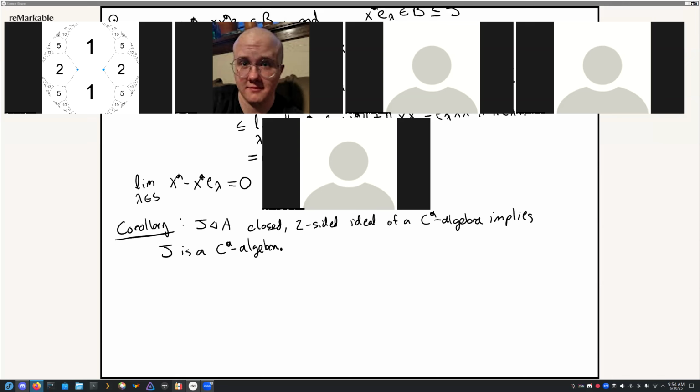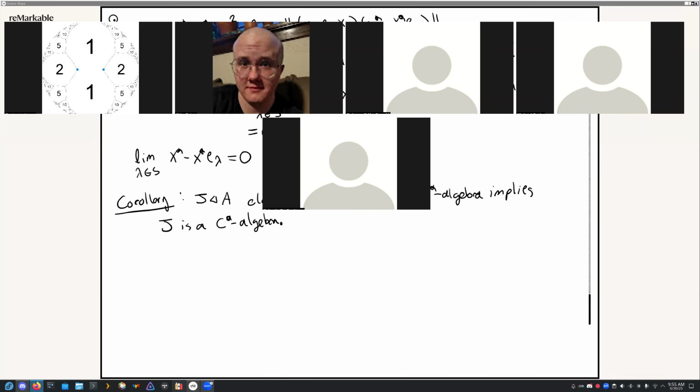So that's one nice application of approximate identities. And since I have 5 minutes, I'll allude to another nice application that's in your notes. It's another useful property of closed two-sided ideals.